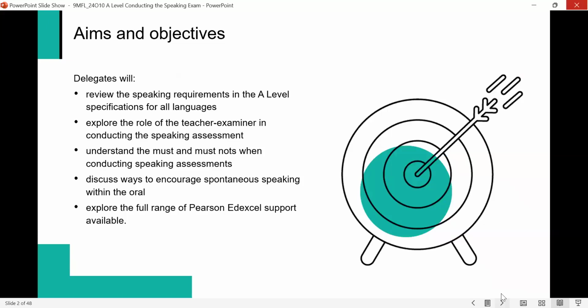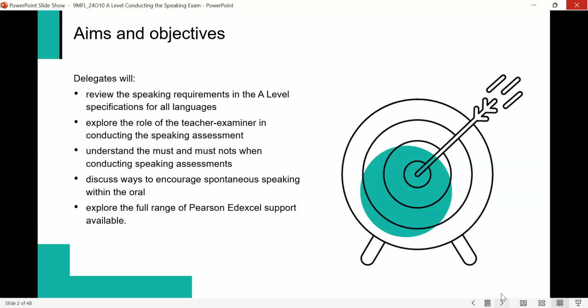Well, what we're going to do today in terms of the objectives, we're going to have a look at the speaking requirements in the A-level specifications for all languages. And we'll have colleagues from French, Spanish, German, but also perhaps from Chinese, Italian, Russian, and so on with us today. All of those languages that have a speaking test that follows this particular format. And everything we say really will apply to all of those languages.